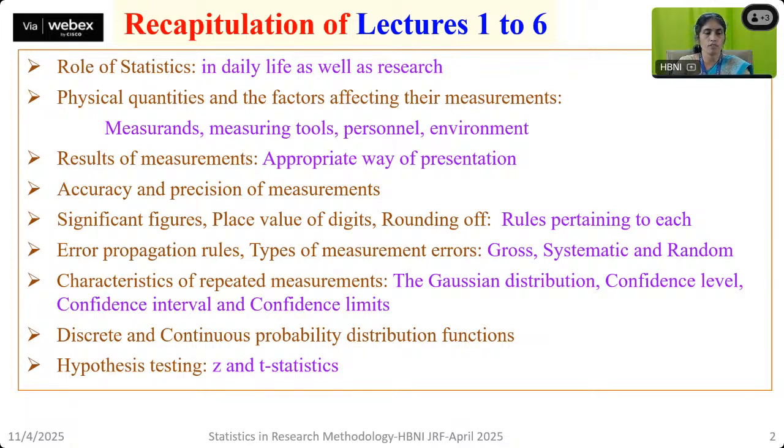So you have to live along with them. At the same time, we can try to minimize the effect of random errors during measurements. For that, in order to understand the characteristics of repeated measurements, we studied in detail the properties of Gaussian distribution function. Confidence level, confidence interval, and confidence limits were also explained during the 5th lecture. After learning about the Gaussian function and its properties and application to repeated measurements, we further had moved ahead with other continuous probability distribution functions like chi-square.